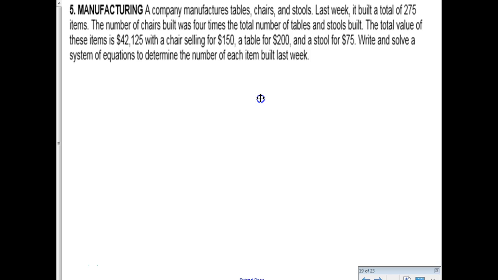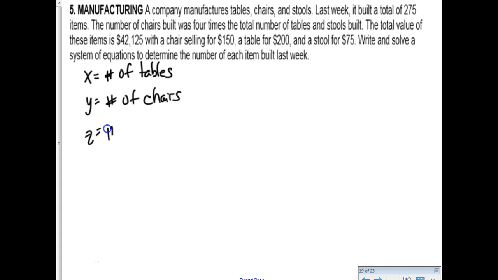Here we go. All right, so first of all, let's come up with some variables. This time, I don't want you to get very creative. I want you to go old school and just call them x and y and z. So what do you want x to represent? Number of tables? Okay. So y must represent number of chairs. And z will represent the number of stools. So that first clue where it says the total number of items is 275, that's a pretty boring equation where it just says x plus y plus z equals 275.